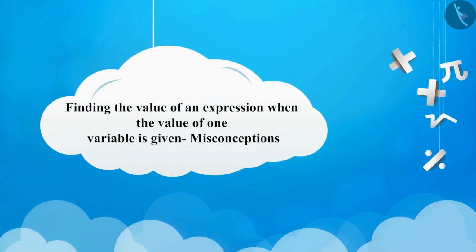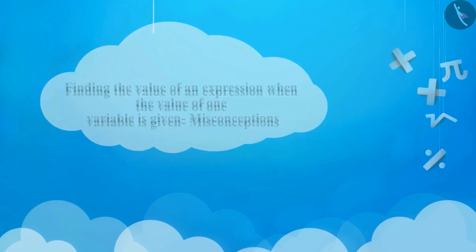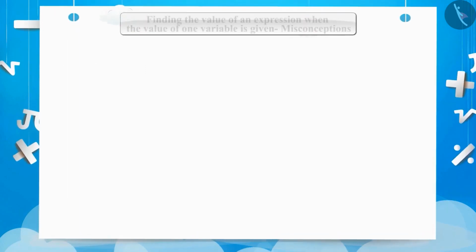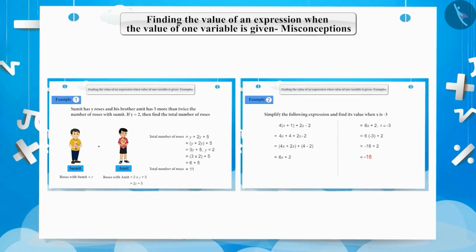Finding the value of an expression when the value of one variable is given. Misconceptions. Today we will see some misconceptions related to solving an algebraic expression when the value of one variable is given. We learned this topic very well with some examples. There are a few misconceptions related to algebraic expressions because of which we make mistakes while solving questions.